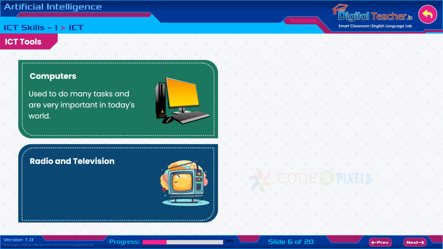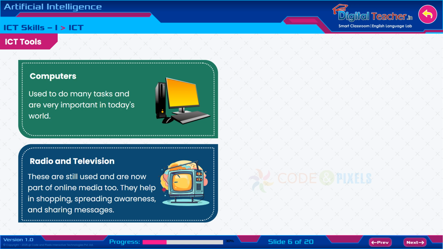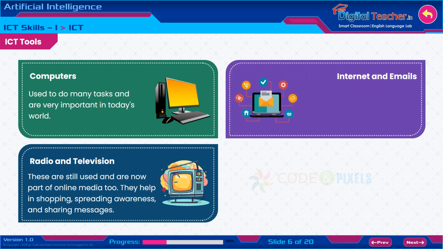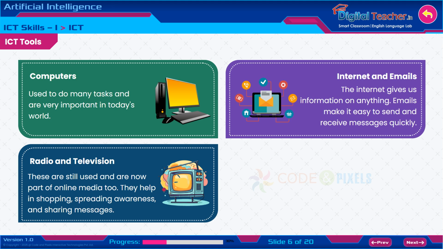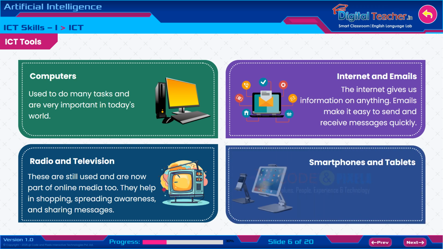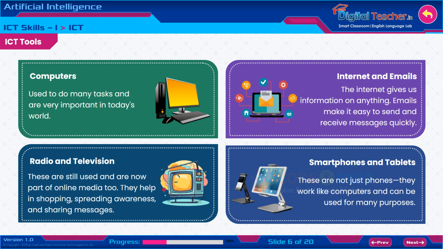Radio and television. These are still used and are now part of online media too. They help in shopping, spreading awareness, and sharing messages. Internet and emails. The internet gives us information on anything. Emails make it easy to send and receive messages quickly. Smartphones and tablets. These are not just phones, they work like computers and can be used for many purposes.